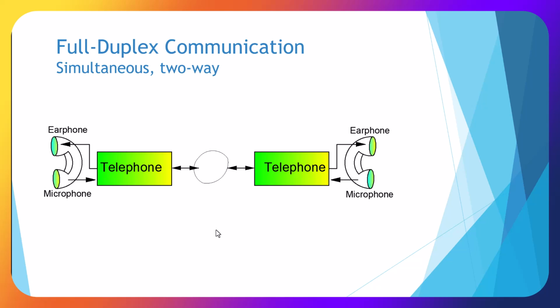Next one is full duplex communication. So we have two-way communication that's simultaneous. An example of this would be a telephone. So you could talk and listen at the same time, and the signals are separated.